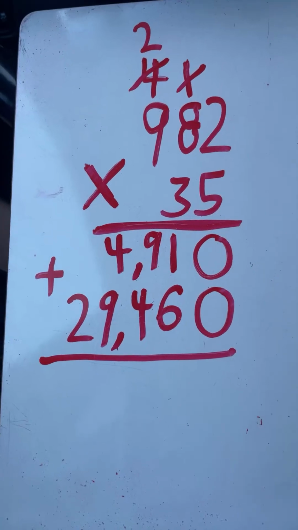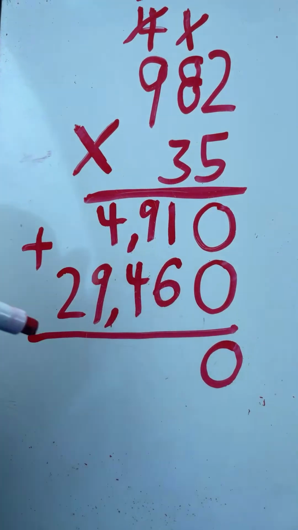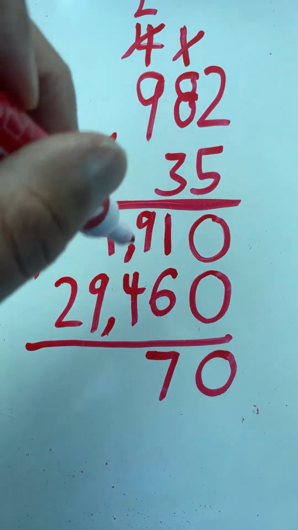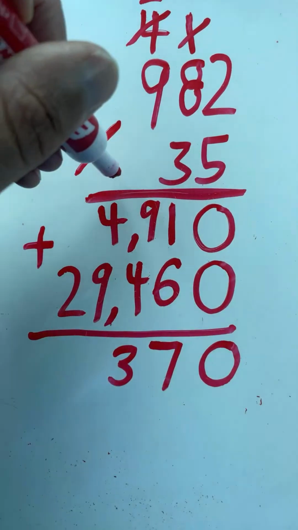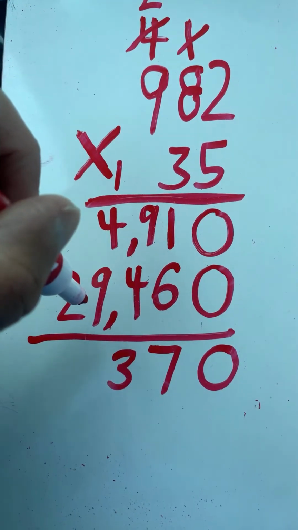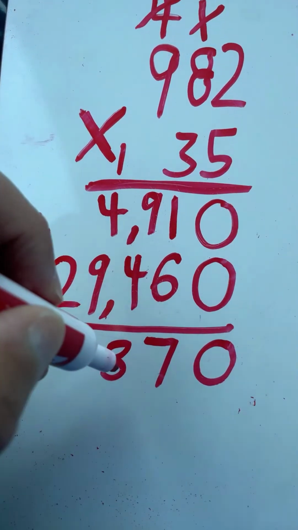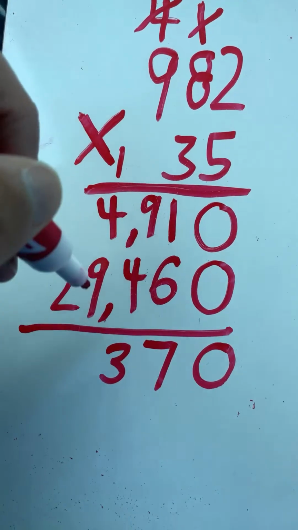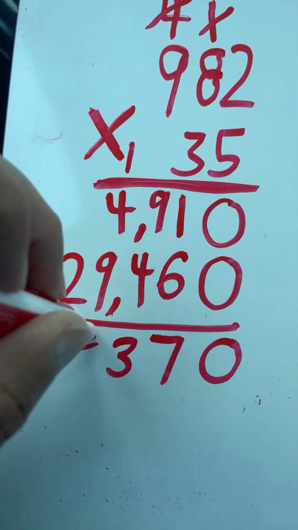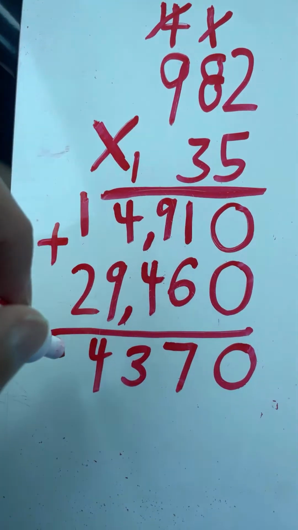0 plus 0 equals 0. 1 plus 6 equals 7. 9 plus 4 equals 13. 3, carry the 1. 1 plus 4 equals 5, plus 9, equals 13 -- wait, 9 plus 4 equals 13. 3, carry the 1. 4 plus 9 equals 13, plus 1 equals 14. 4, carry the 1. And 1 plus 2 equals 3.